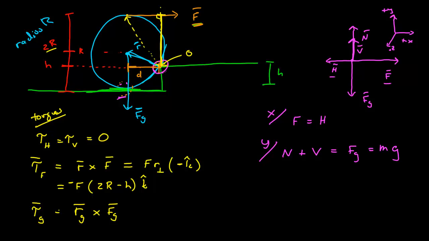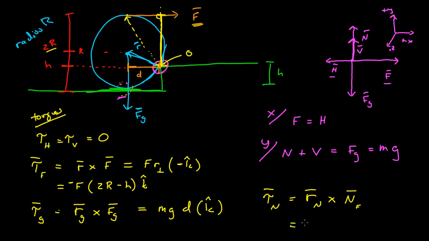Okay? So the torque due to gravity is equal to the magnitude of the gravitational force, mg, times that distance d, and if I do a right-hand rule, I get a negative k. Now I'm going to say d because I may not know exactly what d is yet. And finally, the torque due to the normal force, then, is r normal cross the normal force.